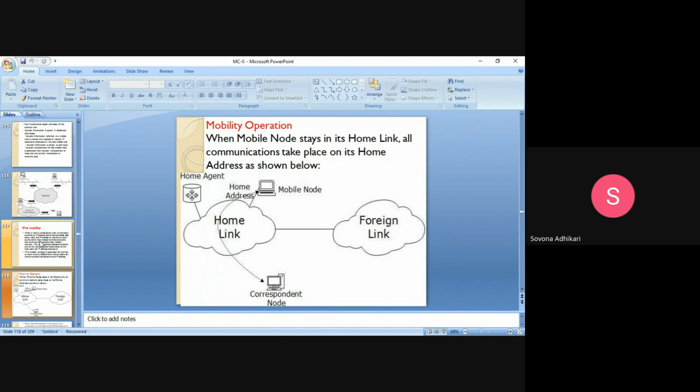When the mobile node is at its home link or home network, all communication takes place on its home address because it has the original IP address. So there should be no problem. You see here, the home agent is there, the mobile node is there. Now the correspondent node sends data to the mobile node present in the home link. So there is a home agent, so there isn't any problem.